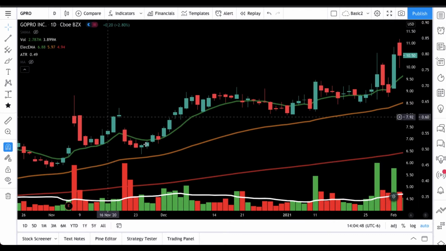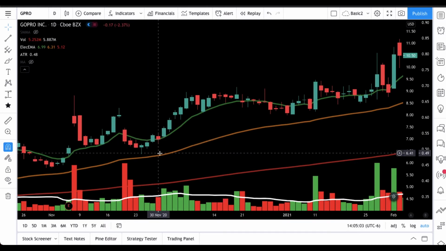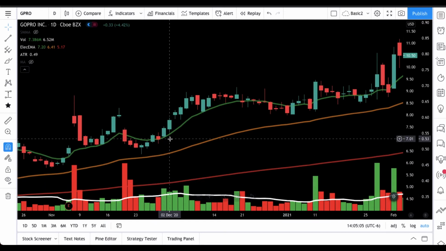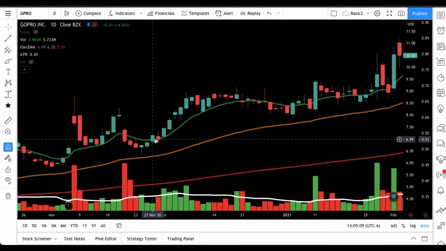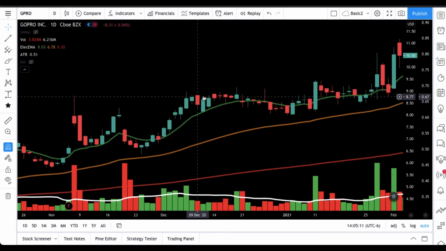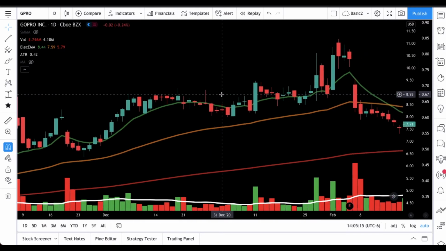So we can look right here. This is GoPro back on November 27th. We have here price breaking through the 10-day EMA, and we have the stack the same, right? We have orange in the middle, red on the bottom. So we're well above the 200-day moving average, well above the 50, and we broke through the 10 and an uptrend begins, okay?